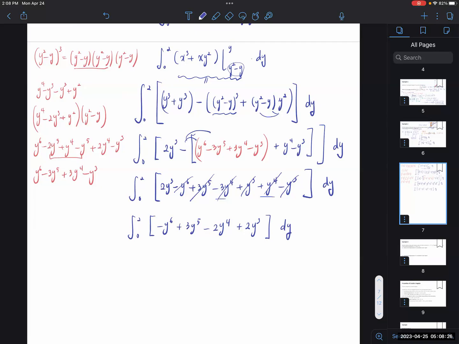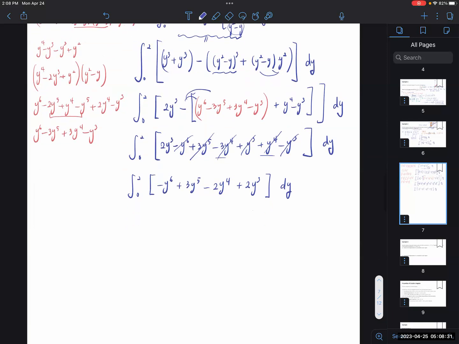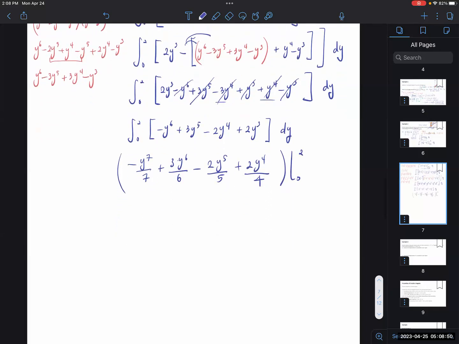Now the next one, finally. We are taking the integral with respect to y. I don't see any x there, so we just keep increasing. y to the 7 over 7, 3 y to the 6 over 6, 2 y to the 5th over 5, and this is how you're taking the integral from 0 to 2. So therefore, if I simplify: negative y to the 7 over 7, y to the 6 over 2, 2 over 5 y to the 5th, 1 over 2 y to the 4, from 0 to 2.